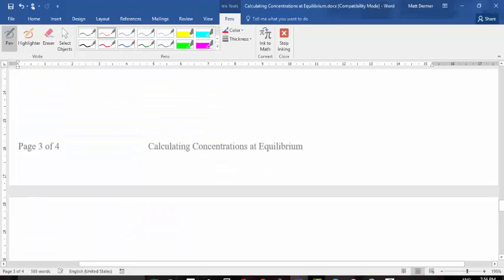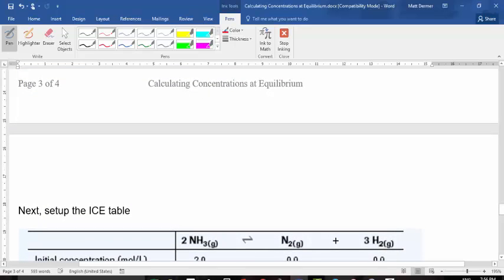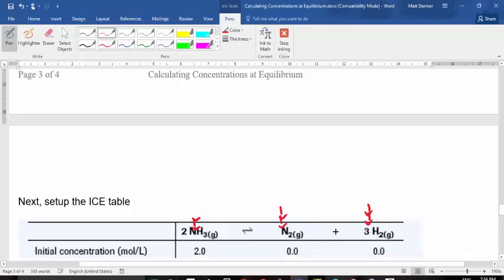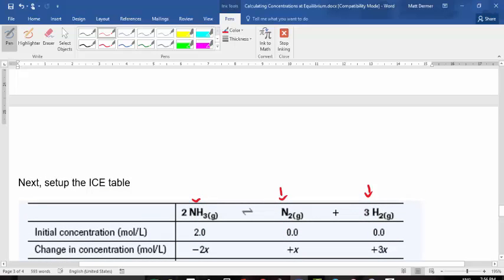So I'm going to create an ICE table. That first row will be my balanced chemical equation. I'll devote a column for each reactant and product. My initial concentrations, all I had was ammonia. Although it wasn't mentioned explicitly, it's implied that there was no product to begin with. For my change, again, I'm going to put an X for everyone, an X for my reactant and my 2 products. The coefficient of X will be equal to the coefficients from the balanced equation. So there's a 1 here, so that's why there's a 1 there.